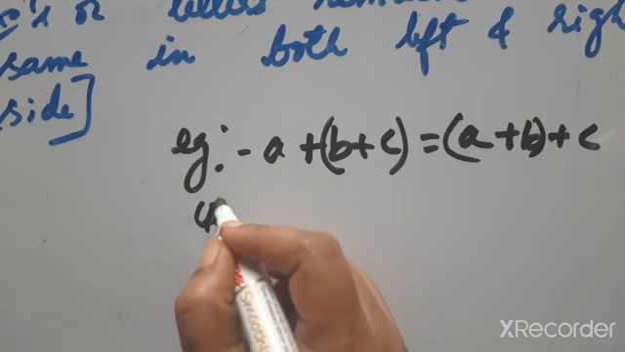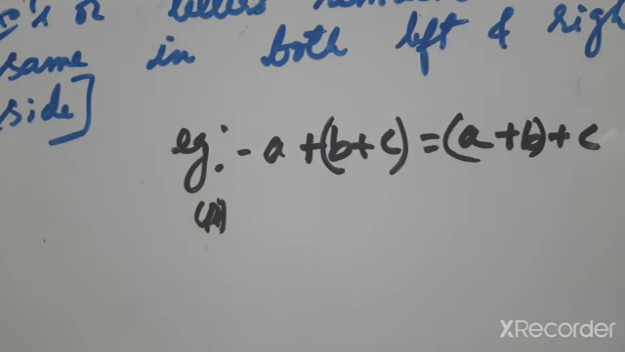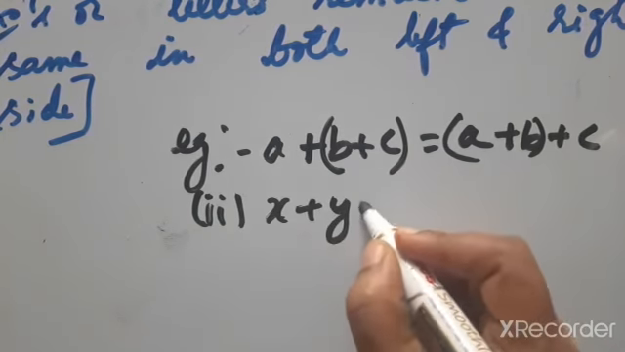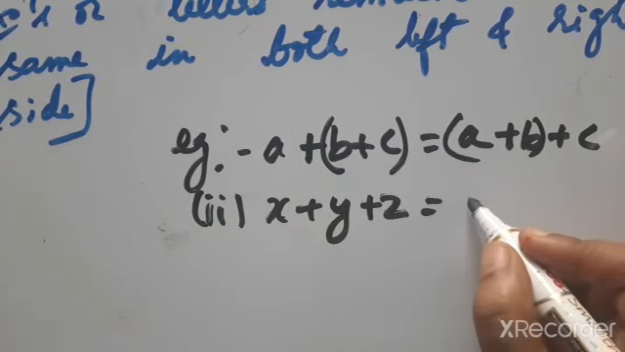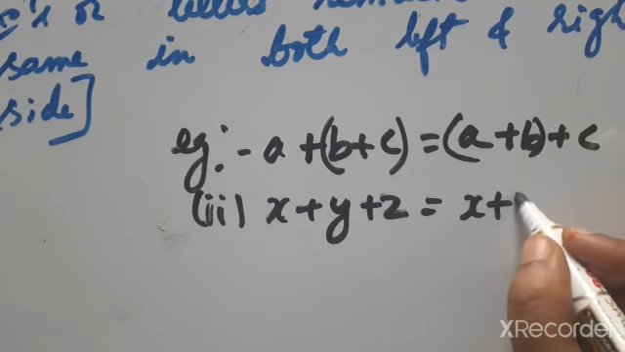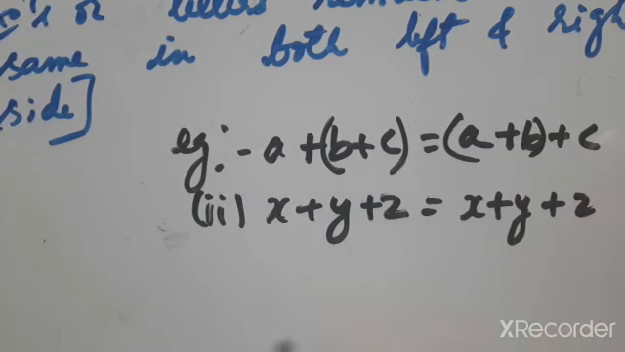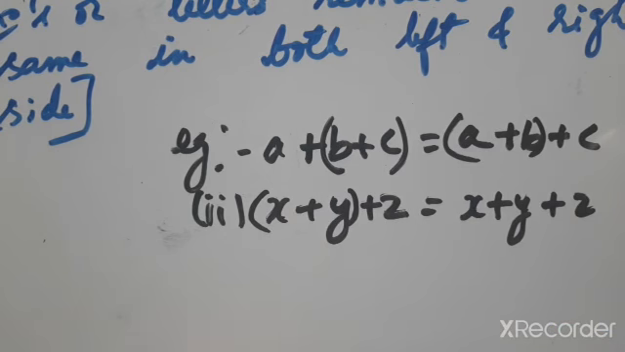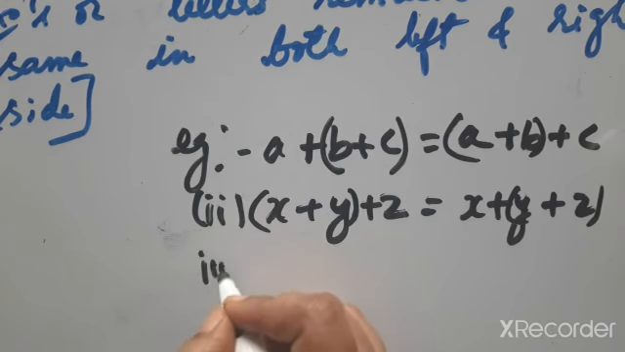Now the second example: x plus y plus z, and on the right side the same letters, the same variables: x plus y plus z. If the bracket is on the first two, then here the bracket is on the second and third. Understood? Both on the right and left side, the numbers or letters are one and the same; only the bracket changes.